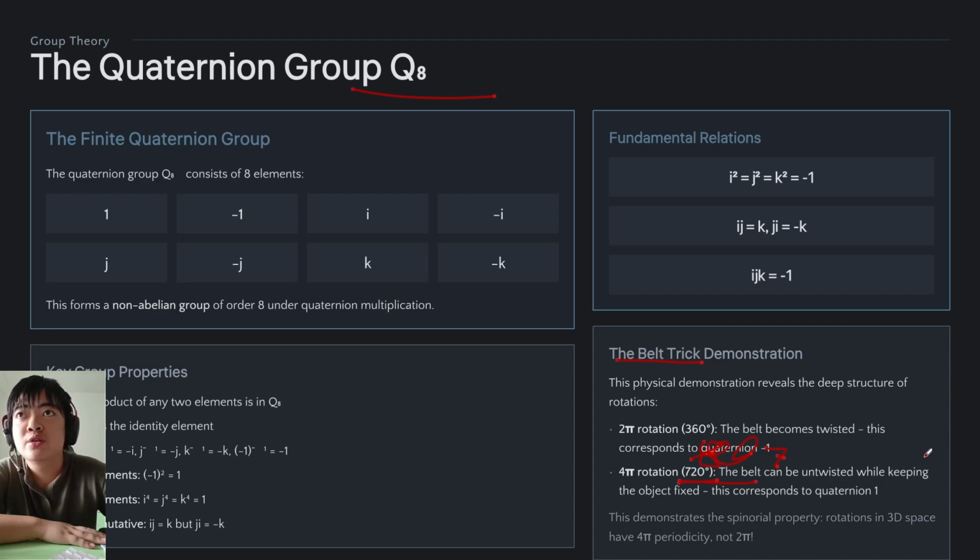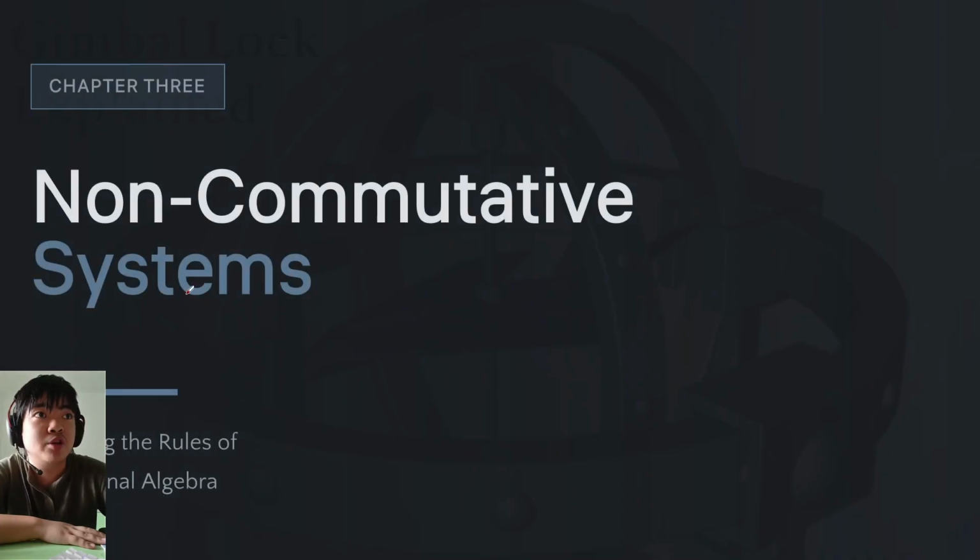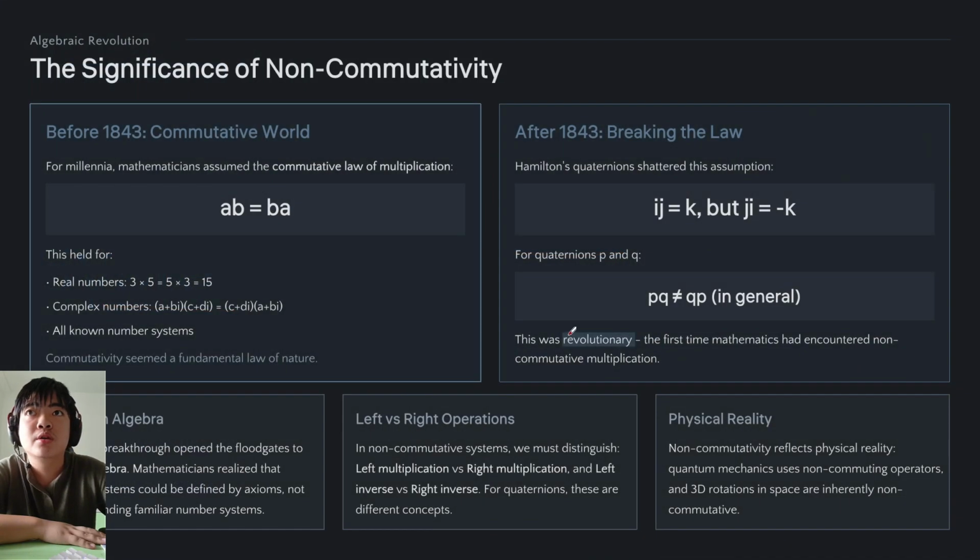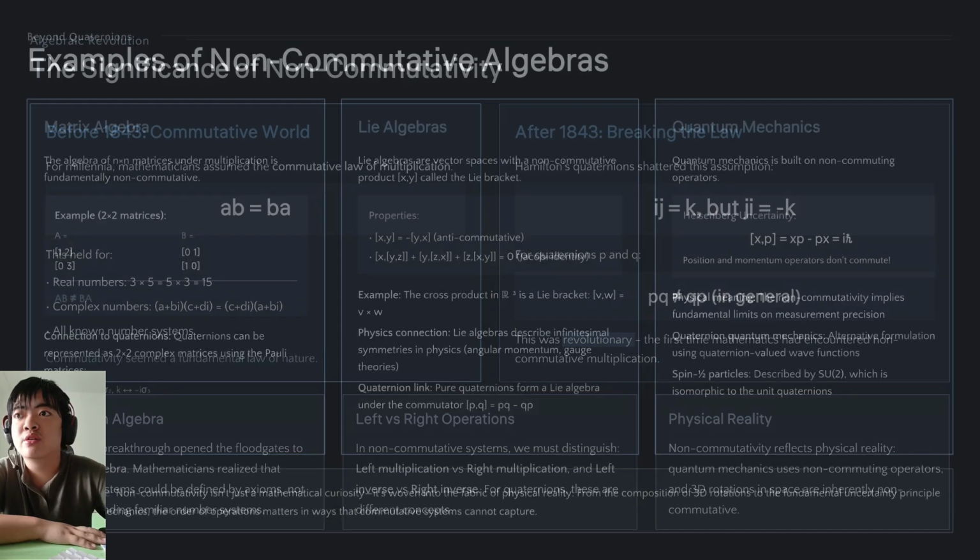And here is chapter 3, about non-commutative systems. Hamilton's discovery opened the door to abstract algebra. Suddenly, mathematicians realized an algebraic system could be defined by axioms, not just as an extension of known numbers. Non-commutativity isn't just a mathematical trick. It's fundamental to physics. And look at this.